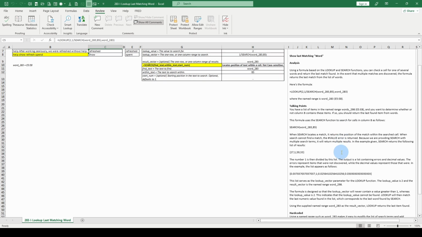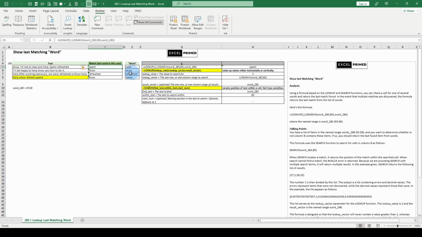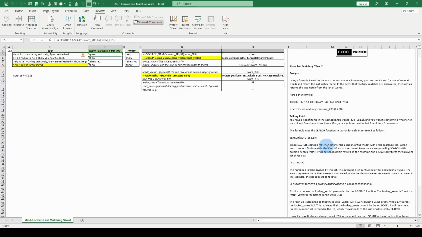Here, if we read this over, you have a list of items in the name range, words 283, and you want to determine whether or not column B contains any of these items, specifically B5. When search locates a match, it returns the position of the match within the searched cell. Remember, we have those 4 numbers. When search cannot find a match, the value error is returned. Because we're providing search with multiple search terms, it will return multiple results, as shown, 27, 1, 39, 33.